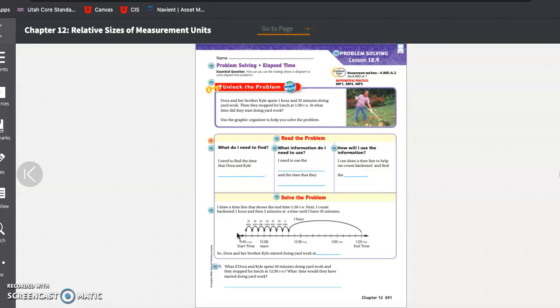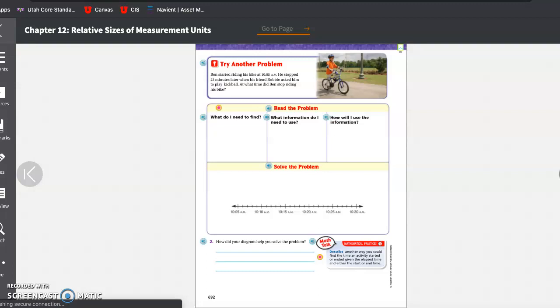All right, so go ahead and turn the page. Now that we did our little intro, let's have you guys try this problem. I'm going to read it to you. You guys can pause your screen. I want you to do it by yourself. Then you can come back on here and we'll do it together, okay?